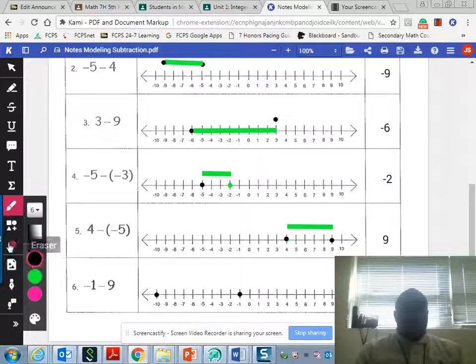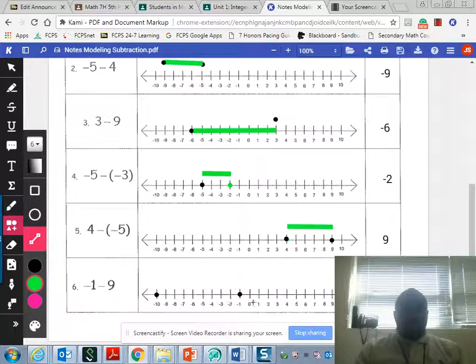But we can also show this on the number line. So that's exactly what we're going to do. We started at -1. They wanted us to subtract 9. So we subtract 1, 2, 3, 4, 5, 6, 7, 8, 9. And we end up at -10.